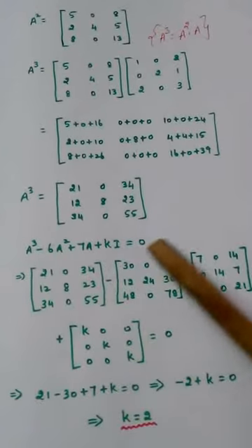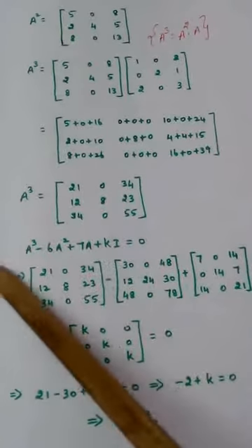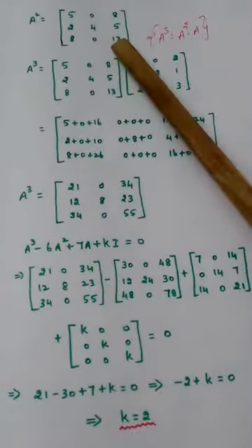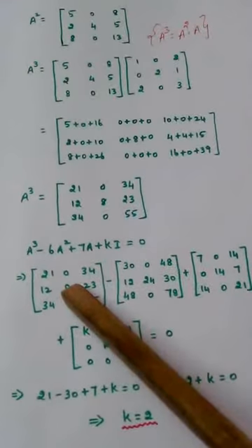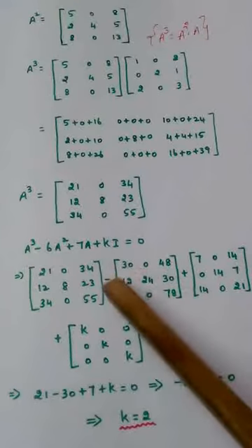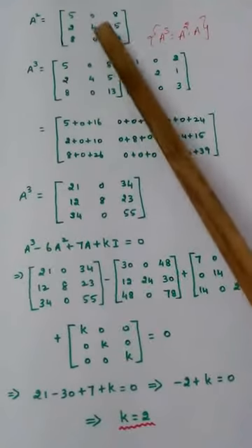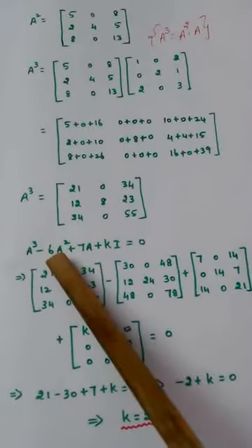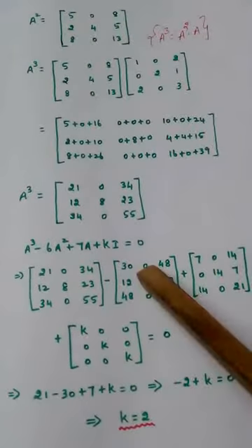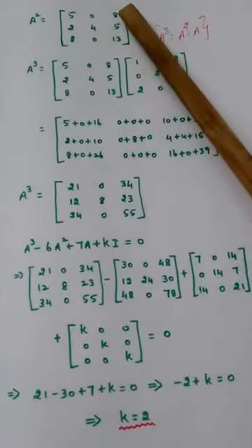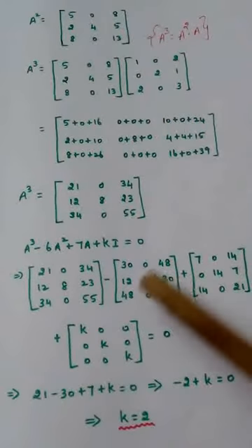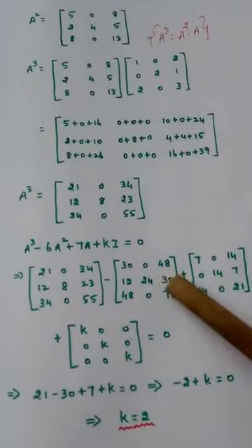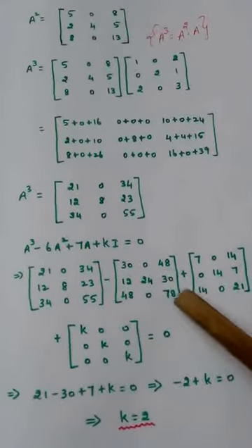Now we will write the given condition. The given condition is this. What is the a cube answer we found out? This is the a cube answer. So substitute this answer in place of that. Put this minus symbol. We know a square, right? This is a square. It should be multiplied with what? 6. So 6 5s are 30. 0 will remain as it is. 6 8s are 48. 6 2s are 12. 6 4s are 24. 6 5s are 30. Like that this comes.